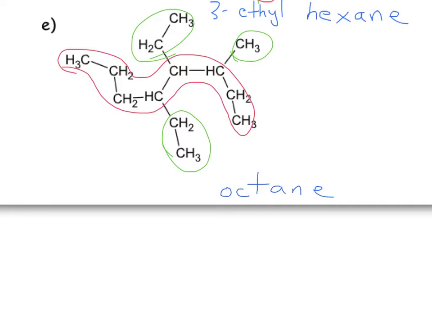Now I have 2 different groups. I have side chains with 2 carbons and a side chain with 1 carbon. I have to put them in alphabetical order. This will become an ethyl group. This will be a methyl group. And alphabetically, E comes before M. So because I'm writing my name backwards, I'm going to start with my methyl.